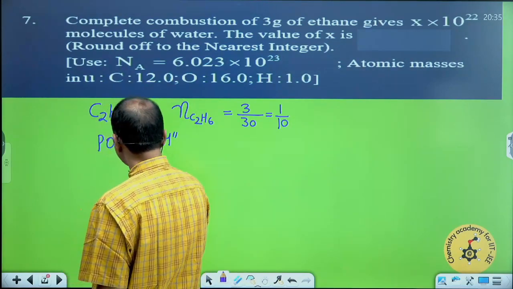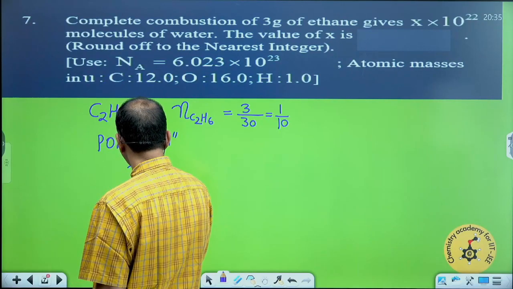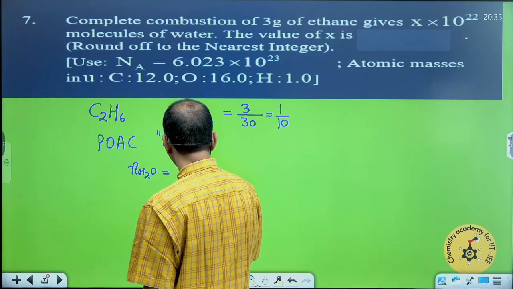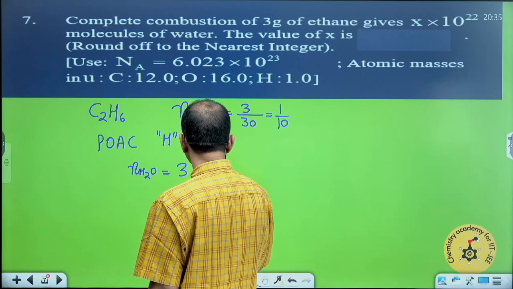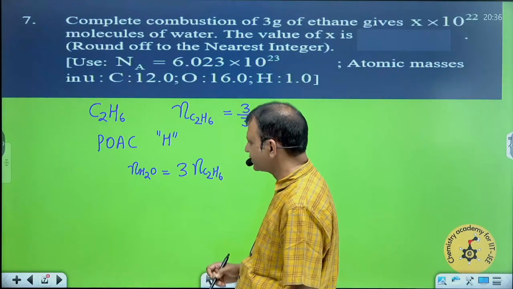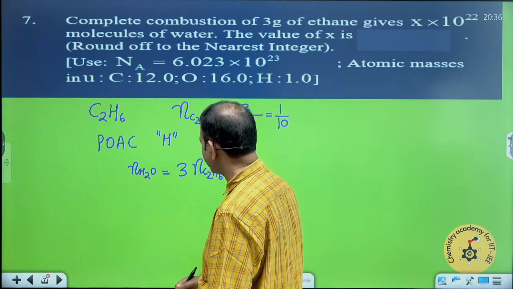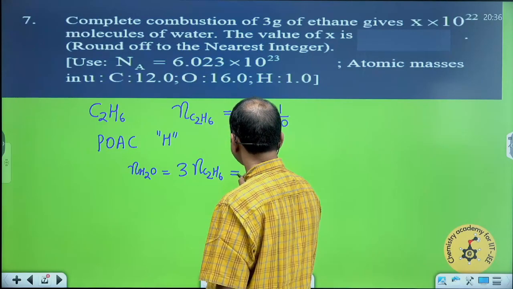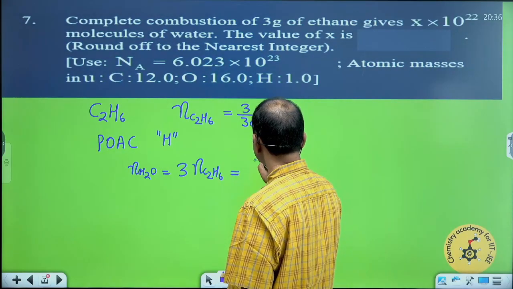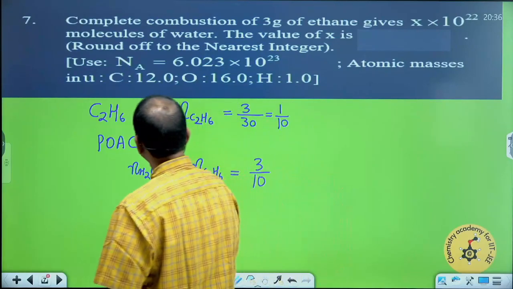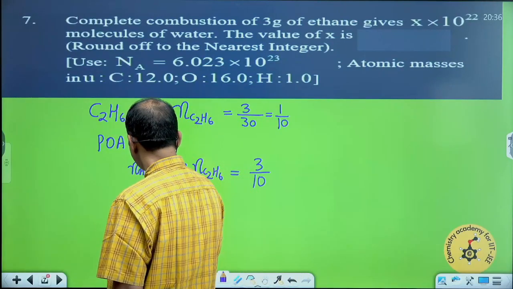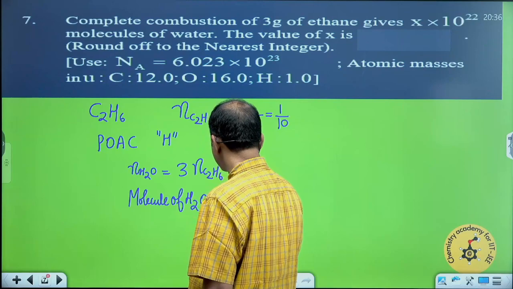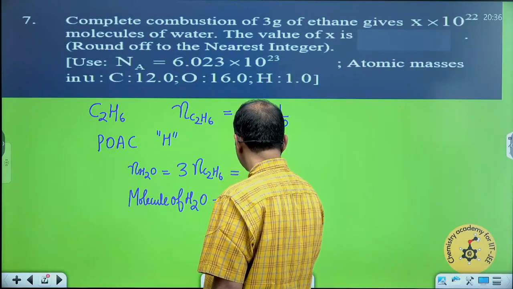So by doing that, we can write that the number of moles of water molecule which are going to be formed is equal to 3 times the number of moles of ethane, because in one molecule of ethane there are 6 hydrogen atoms, and in one molecule of water there are 2 hydrogen atoms. So we can write in this form, and from there we can write that the number of moles of water is 3 divided by 10. And from here we calculate the number of molecules. So number of molecules of water is equal to 3 divided by 10 into Avogadro number.